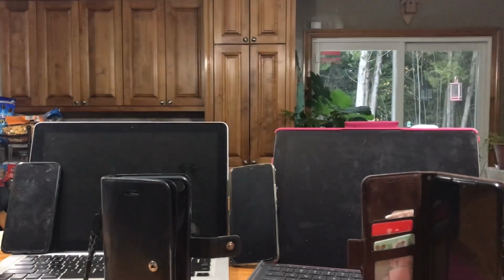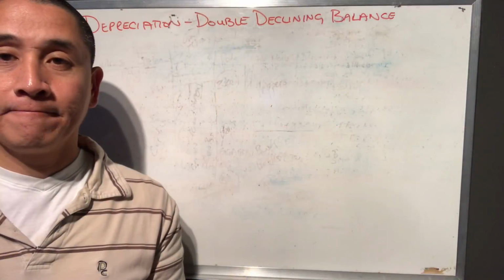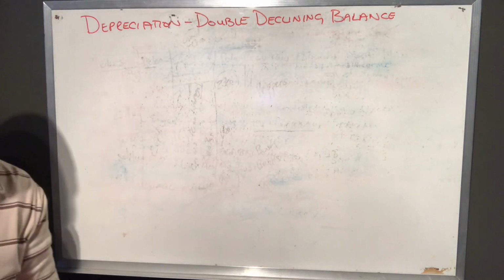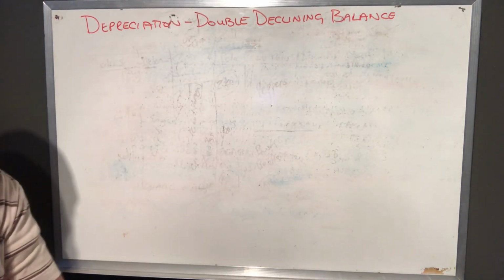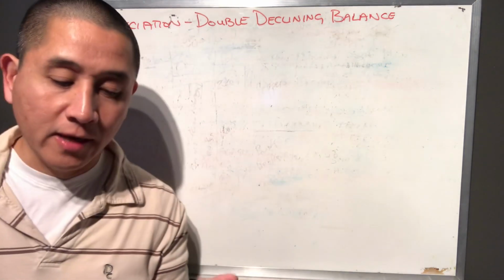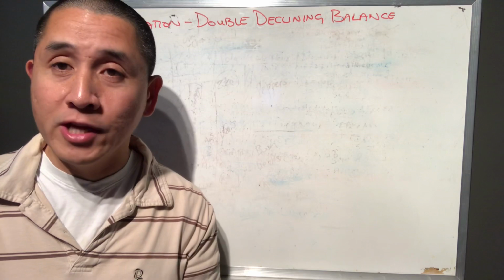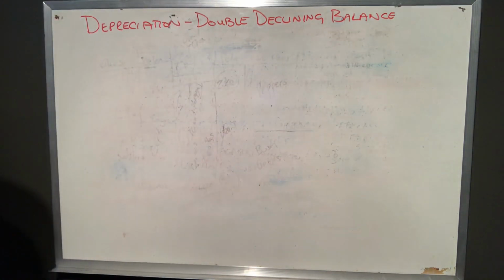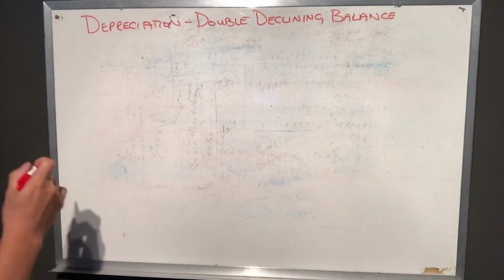So I want to take you through a numerical computation, just a quick example. So let's go to the whiteboard. Follow me. The depreciation under the double declining balance method will be recognizing much more depreciation at the beginning, in the earlier stages of the useful life of the particular asset.